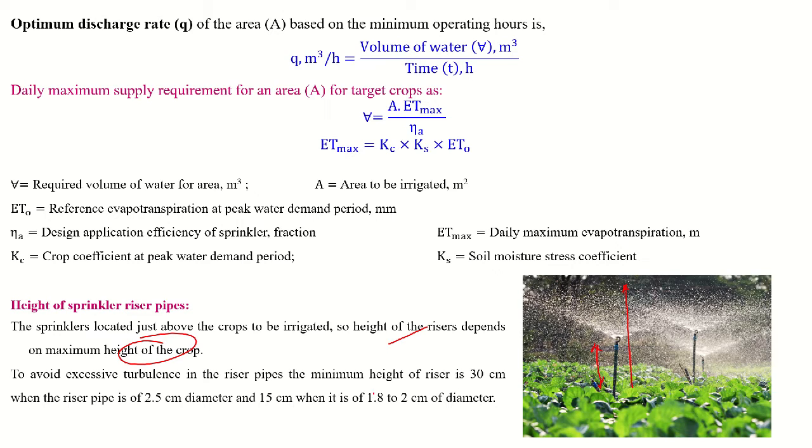In this condition, we decide the minimum height: 30 centimeter height will be required when the pipe diameter is 2.5 centimeter. That means the diameter of this riser is 2.5 centimeter, and the height of the sprinkler is only 30 centimeter. When the diameter is 1.8 to 2 centimeter, in this condition the height may be a little lower, up to only 15 centimeter.